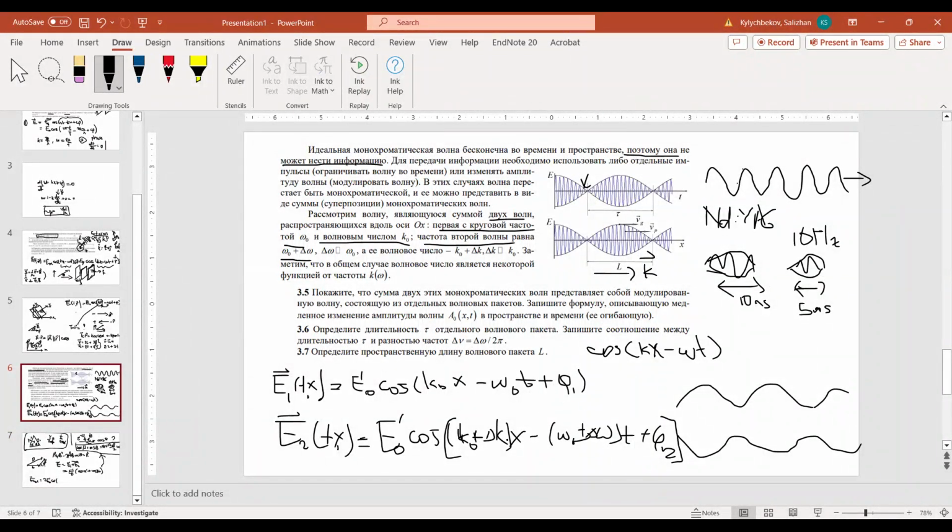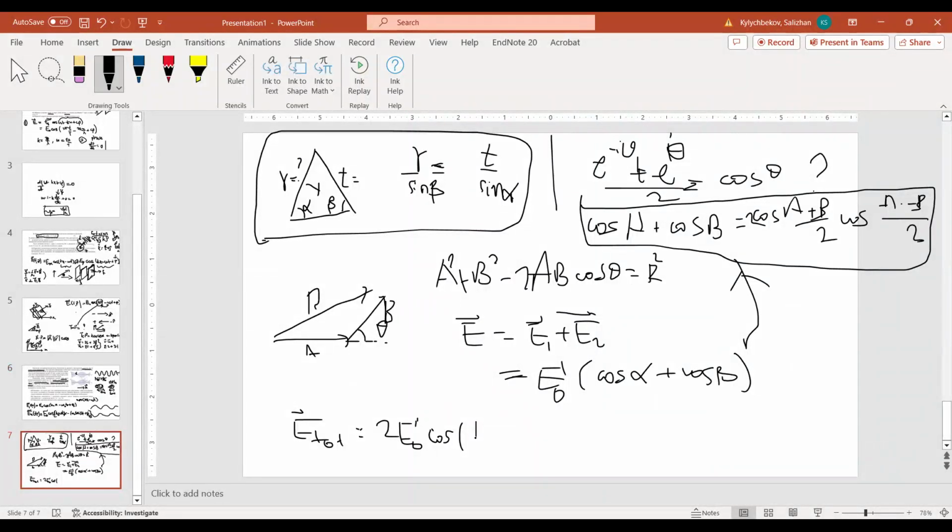So let's see. What I will write is again (K0 plus delta K) divided by 2 times x, minus (omega 0 plus delta omega) divided by 2. Because when you add the two and divide by 2, only one of them has delta omega and the other does not, so there is a factor of one half. And plus (phi1 plus phi2) divided by 2. This is the first cosine.